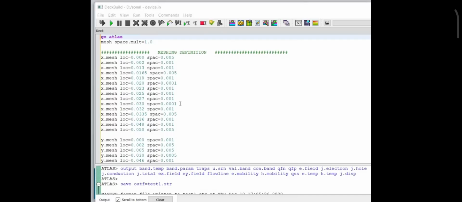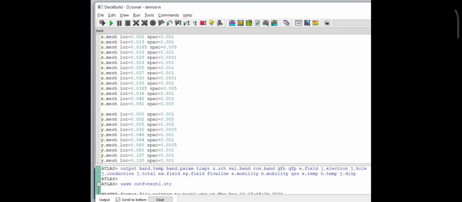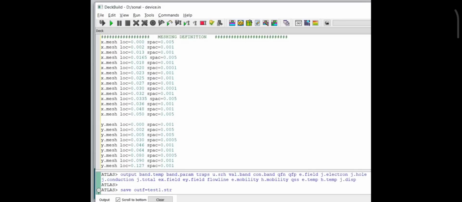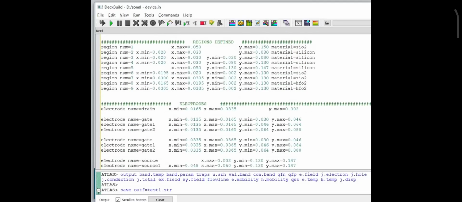The next is Y meshing. It starts from 0 and ends at 150 nanometer with different spacing. The variation in the X meshing spacing is large as compared to the Y meshing spacing. You can note that at the junction we are using fine meshing and in the other parts we are using coarse meshing. Next is the region. Region number 1 is for the SiO2.